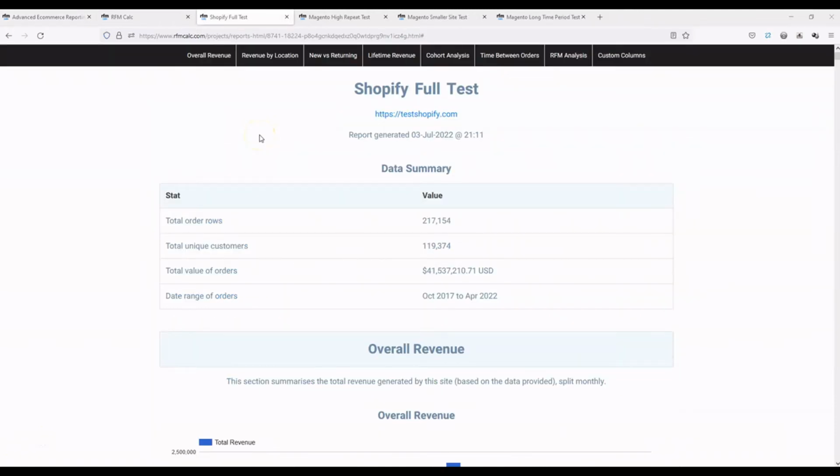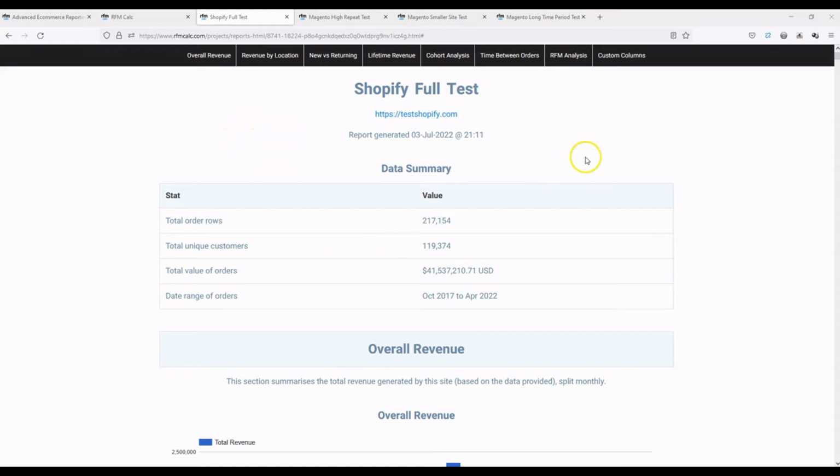Okay, so probably the easiest way to demonstrate how we report lifetime value and lifetime revenue is to show a few real example reports. Obviously, all this data is anonymized, but this is from real sites across a range of different verticals, completely different sites to each other, completely different platforms. So we've got some Shopify examples, some Magento examples. It really doesn't matter. The beauty of RFM Calc is it's completely platform agnostic. So we can produce the same reports for you from any e-commerce platform in the world, as long as you're able to provide the data to us.